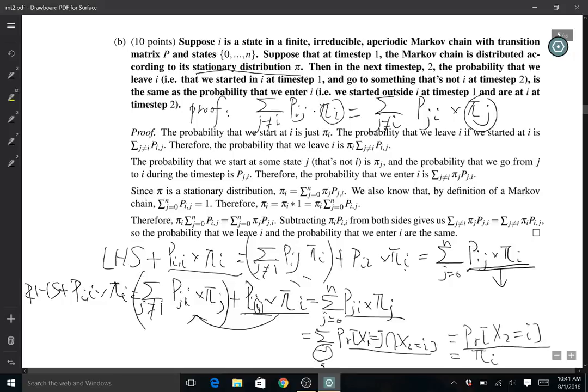Because pi is a stationary distribution, at time step 2, pi i is equal to the stationary distribution. Basically, the left-hand side plus this value gives us pi i, and the right-hand side plus the same value gives us pi i, so we can conclude that the left-hand side equals the right-hand side. This is just the mathematical expression version of all the text that's written in the proof here. So this proof is actually correct.